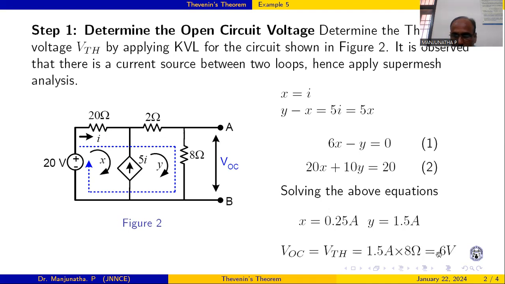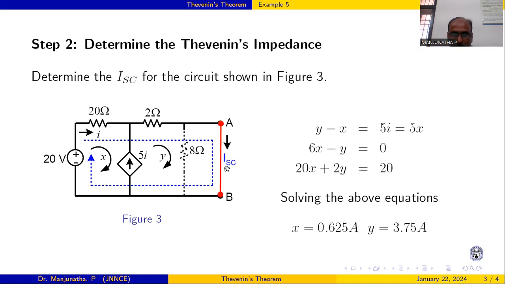VThevenin is 1.5 into 8, which is 6 volts. So we determined the open circuit voltage. Next is the Thevenin's impedance. To determine the Thevenin's impedance, whenever a dependent current or voltage source comes, we cannot determine it directly. The only way is to find the short circuit current between the two terminals.